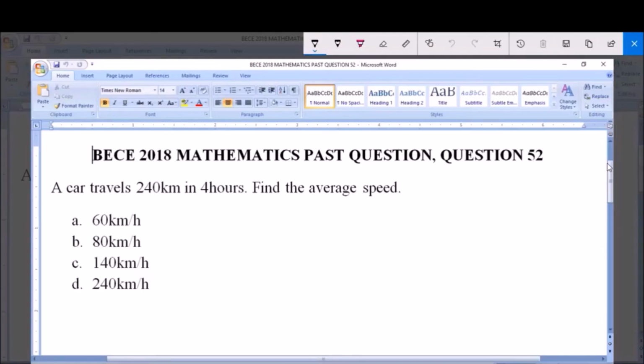Today we're going to be dealing with BECE 2018 Mathematics Past Question, question 52. A car travels 240 km in 4 hours. Find the average speed. A. 60 km per hour, B. 80 km per hour, C. 140 km per hour, and D. 240 km per hour.